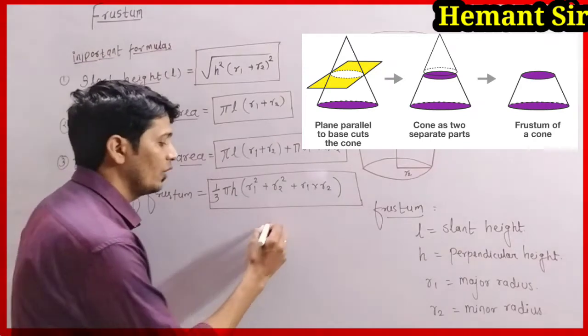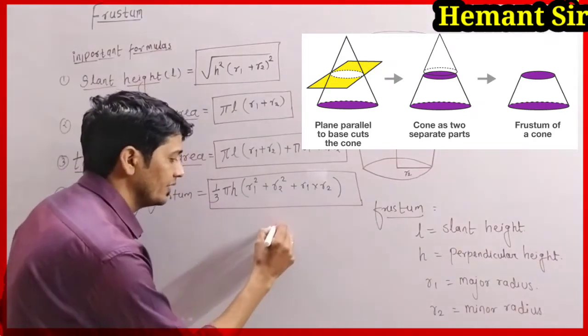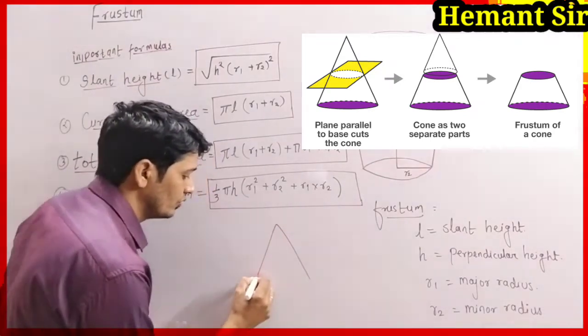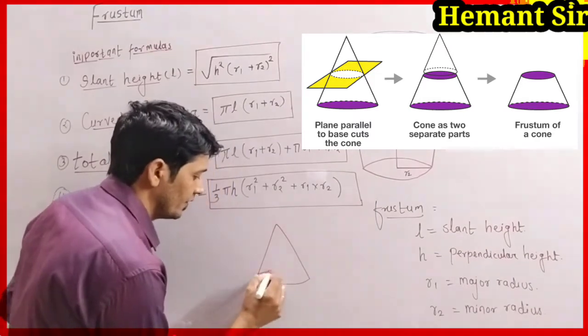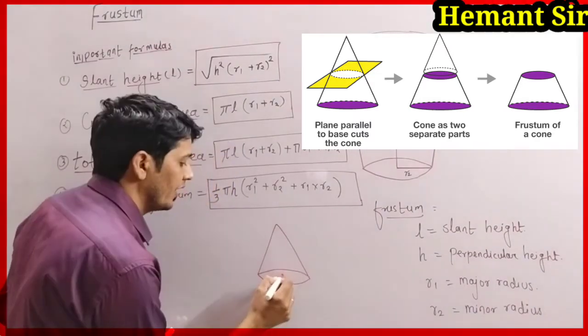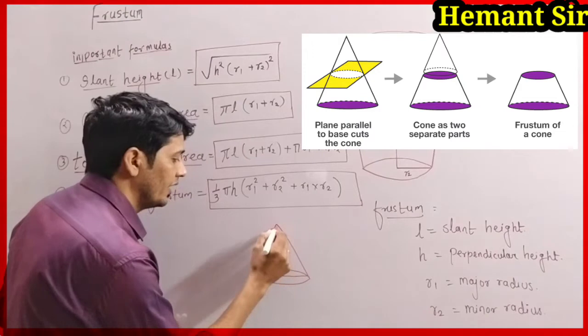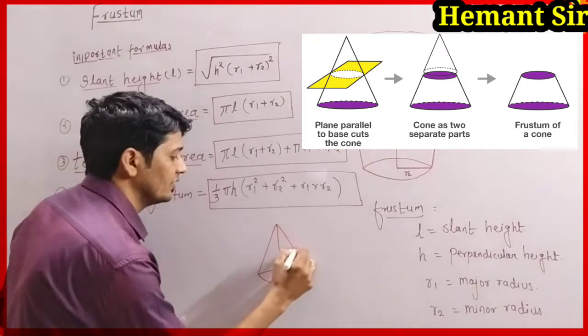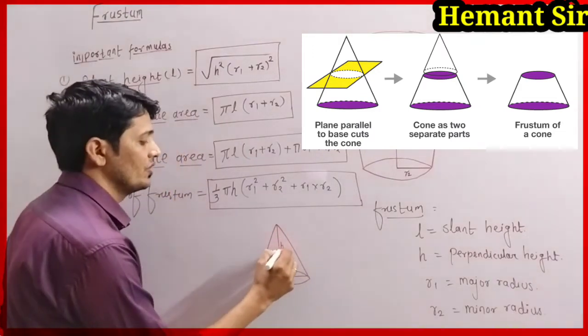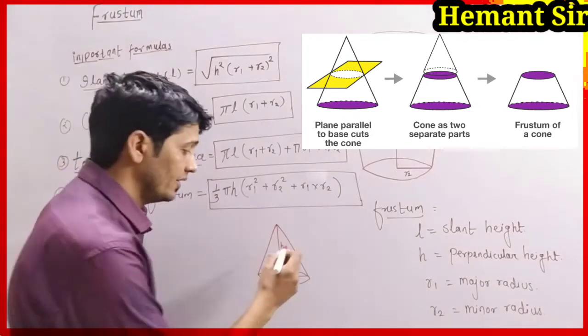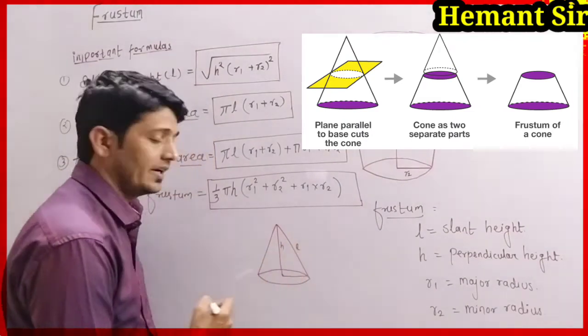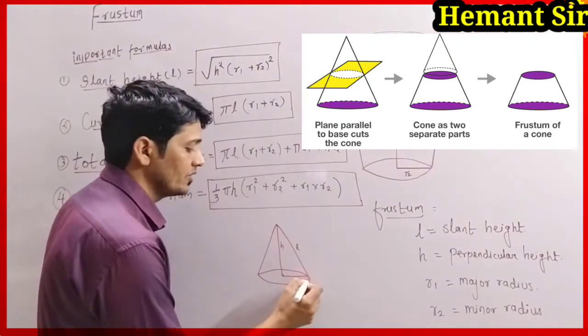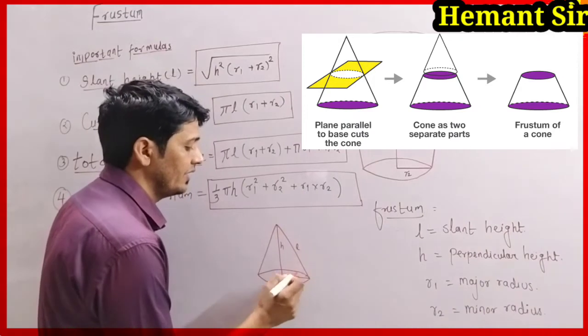सो सपोज हमने एक कोन ड्रॉ किया। This is the cone, and it is the radius of the cone, and it is the height, and it is the slant height. It is h, which is the perpendicular height. It is l, the slant height, and from here to here it is the radius.